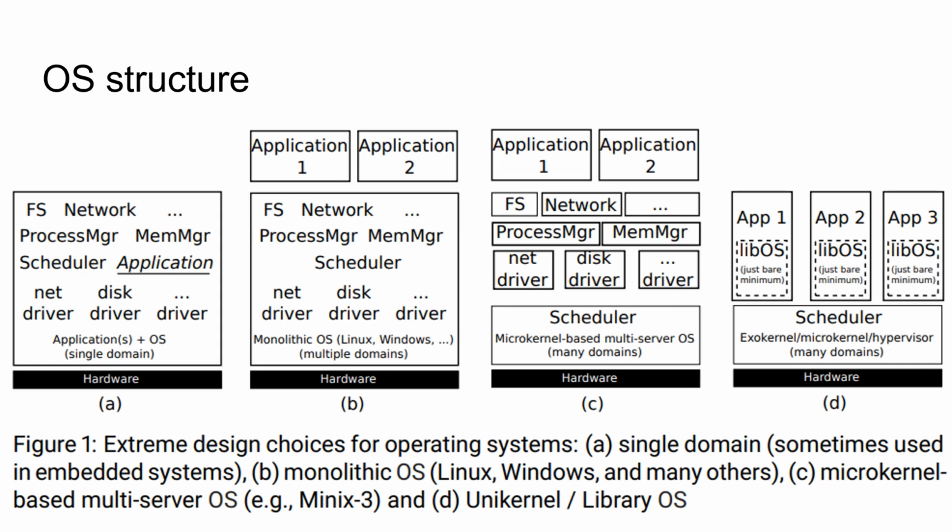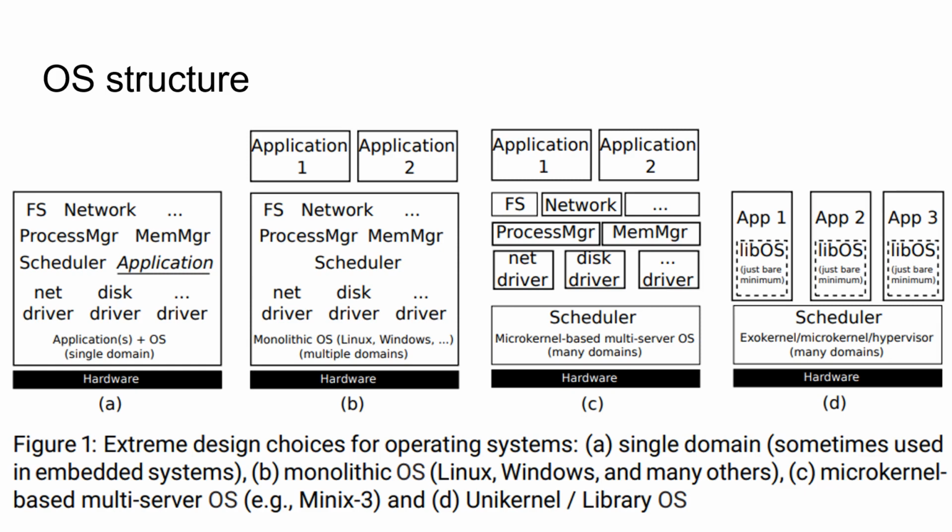Each of these applications is separated from the other applications and has just enough operating system support for its needs. So if it doesn't need networking, the library operating system that it runs against doesn't have to have networking functionality either. It's just the bare minimum that is needed for this particular application. We call this a library OS.